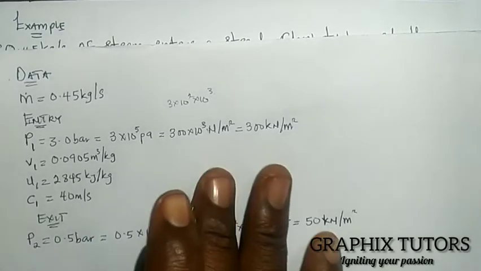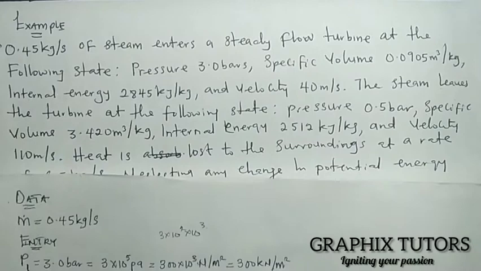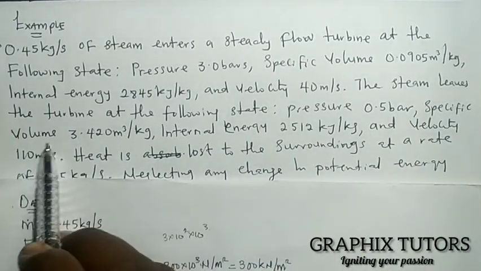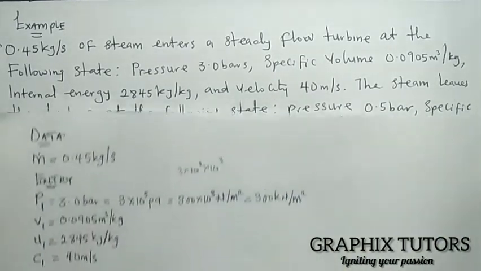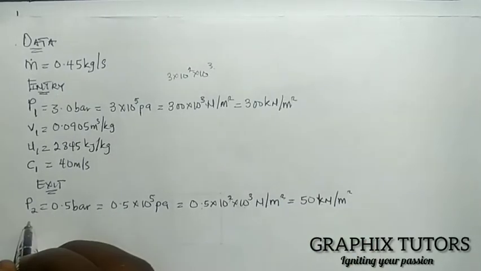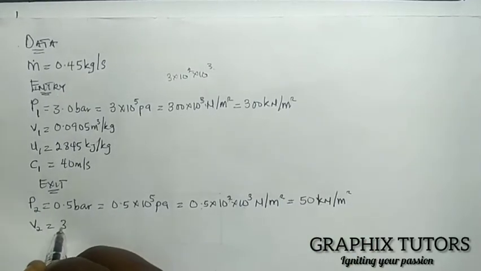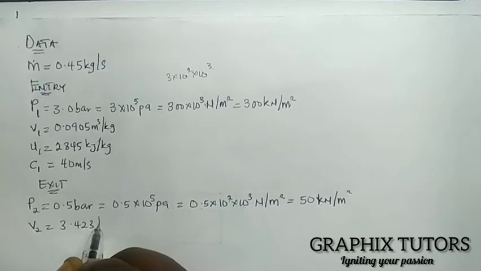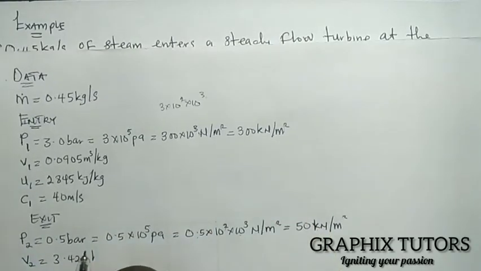So we move further. Now the next thing it is telling us here is that the specific volume is 3.423. So my V2 is equal to 3.423 meter cube per kilogram.